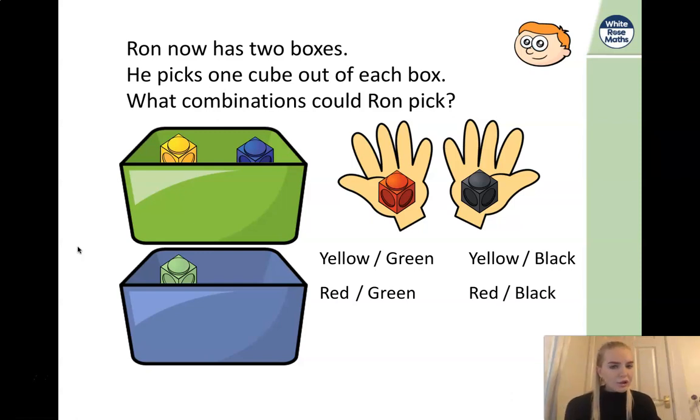What is the final cube from the green box that we haven't used yet? Well done, it's the blue cube. So he picks the blue cube. What cube is he going to make a combination of?